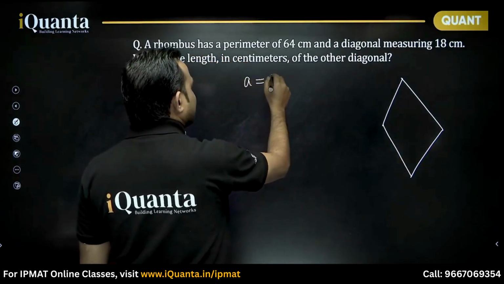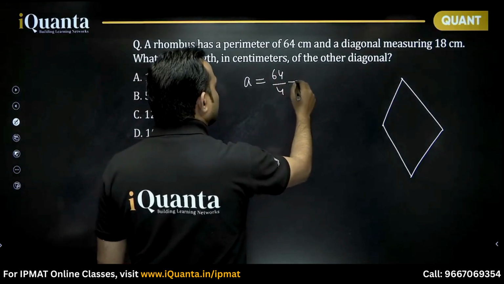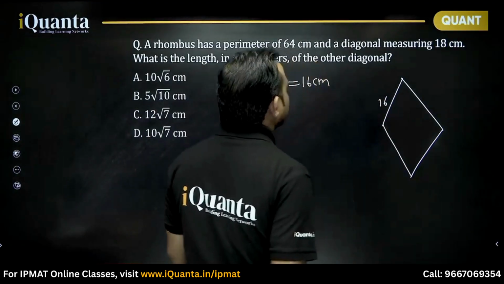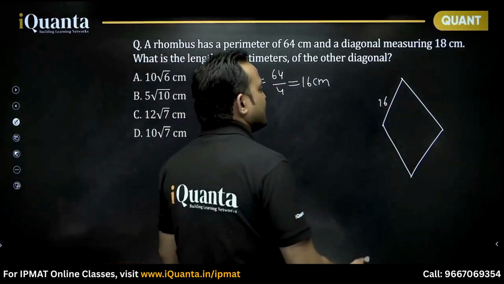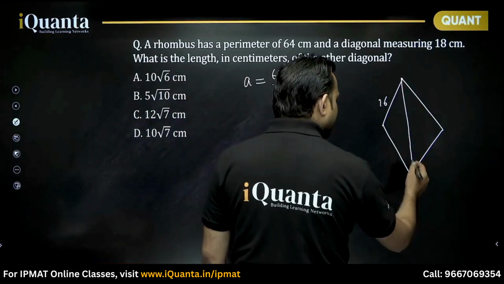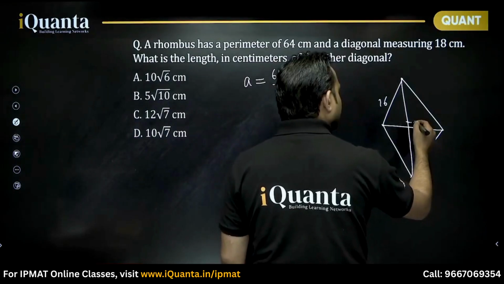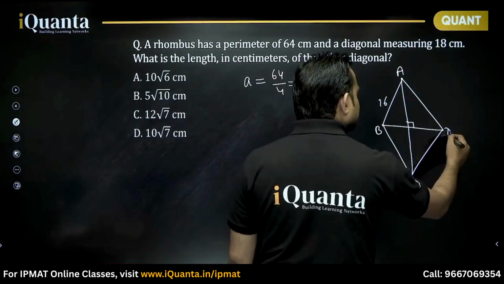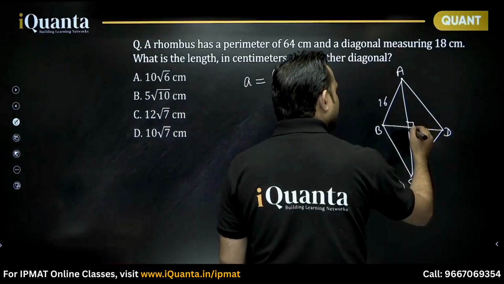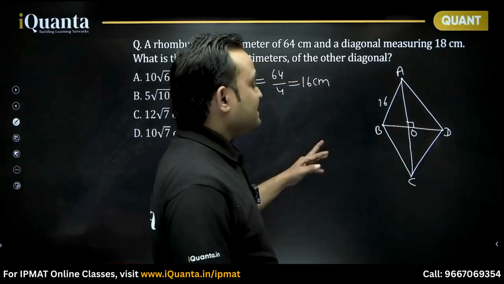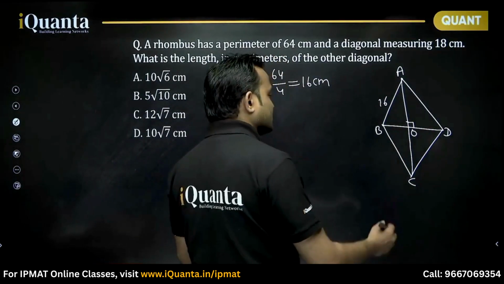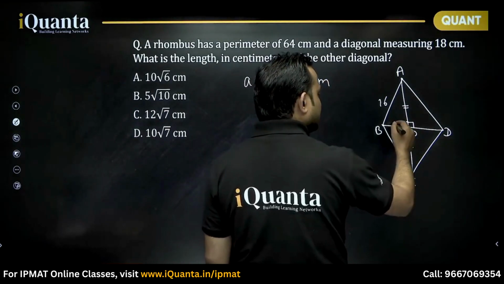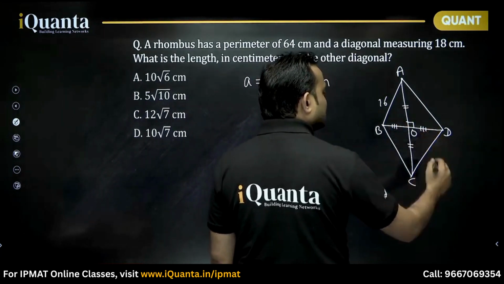So each side length will be 64 upon 4, which is equal to 16 centimeters. So this is 16, and a diagonal measuring 18 centimeters. So if I draw the diagonals, we know that in any rhombus, the diagonals are perpendicular to each other. So A, B, C, D vertex, O is the intersection point, and the diagonals also bisect each other. That means these two lengths will be equal. OA will be equal to OC and OB is equal to OD.